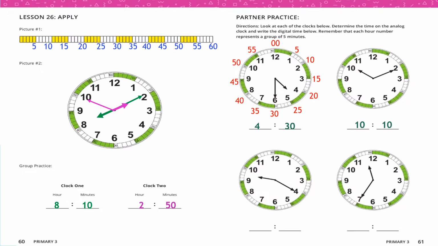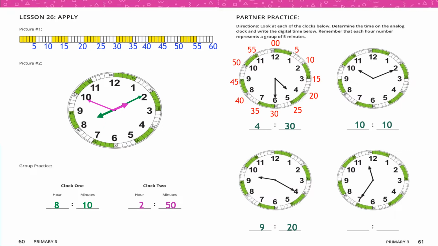The third example, the shorthand is between 9 and 10. Will we take 9 or 10? We will take the smaller number. It didn't reach 10 yet, so we will not take 10. We will choose 9. And the long hand is referring to 4. So we will sing our song 5, 10, 15, 20. When it reached 4, it told me 20 because we have 4 groups of 5.